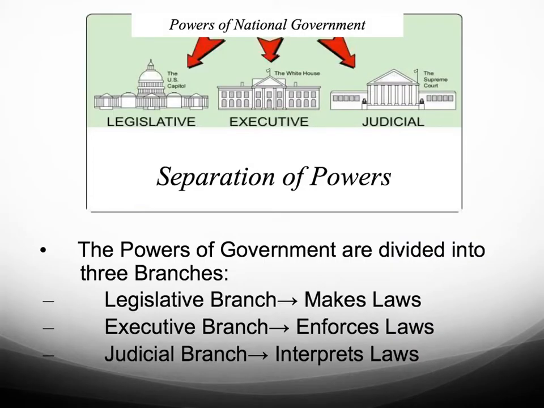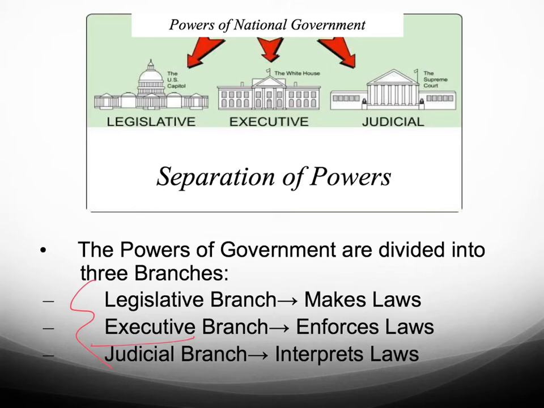The next principle is the separation of powers. So the government is divided into different branches. Each branch has certain powers, has certain jobs that the others don't have. And our three branches are going to be the legislative, the executive, and the judicial. So the legislative branch, their job, that's Congress, they make the laws. They put laws into place.